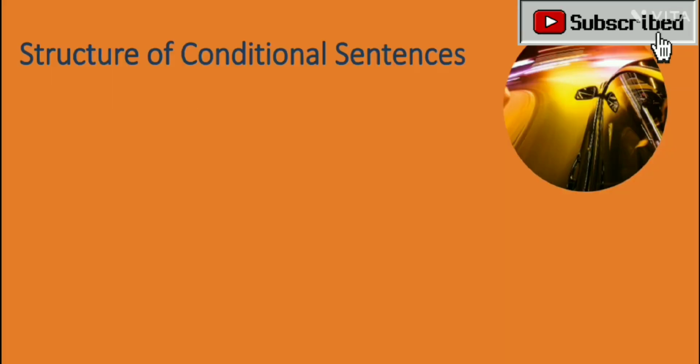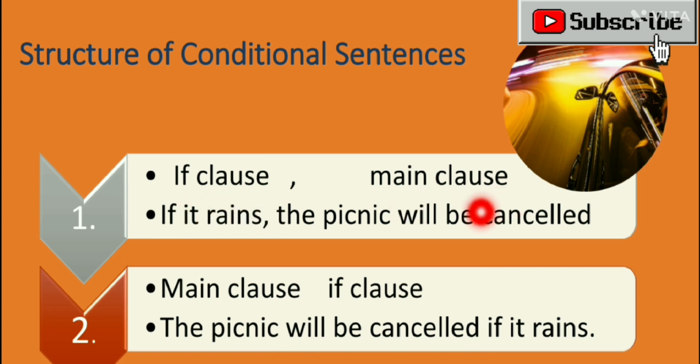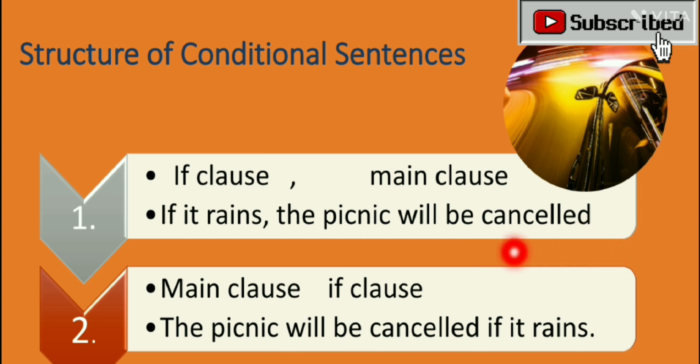Structure of conditional sentences. Conditional sentences exist in two ways. First, it would be the if clause and then the main clause, just like: if it rains, comma, the picnic will be cancelled. We can write it in a reverse way as well. Like first is the main clause and then the if clause. The picnic will be cancelled if it rains.